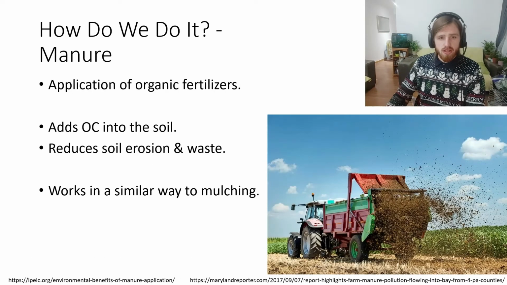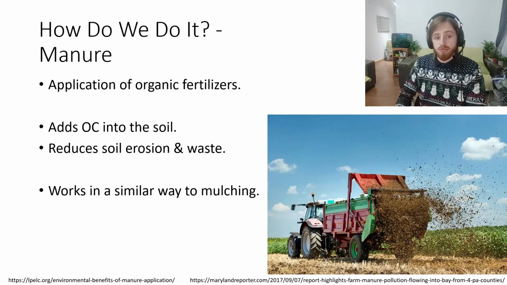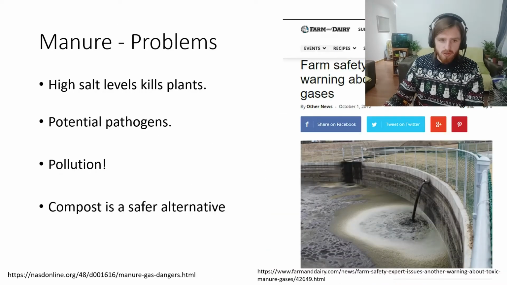So there's also the idea of applying manure to the fields. This adds carbon to the soil, sure. It also reduces soil erosion and waste, and in the same way as mulching and conservation tillage, it protects from the elements, etc. Although there are a lot of problems with this.